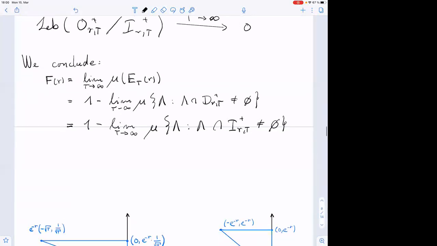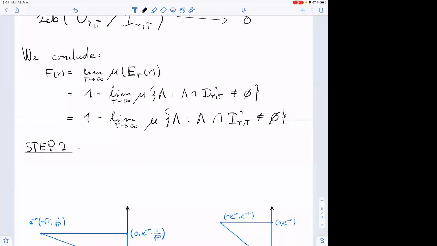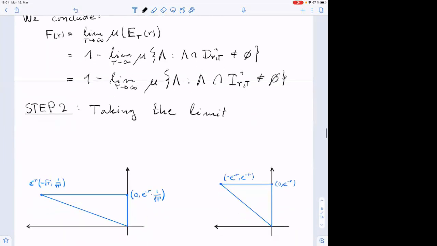Okay, so far so good. That brings us to the second step of the proof. There will be 3 steps. And in step 2, we're actually going to be taking the limit in a bit of a funny way, at least for me.